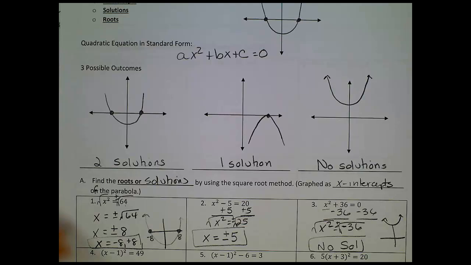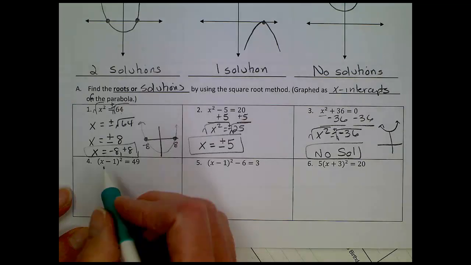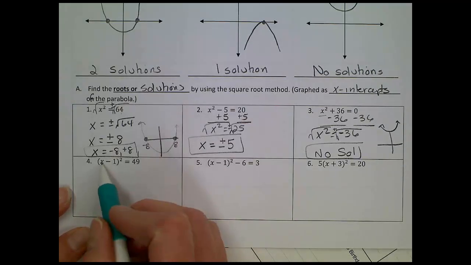Okay, moving on to number 4. Now number 4 will look a little bit different. Good news is it's not difficult at all. The x minus 1 is a binomial.